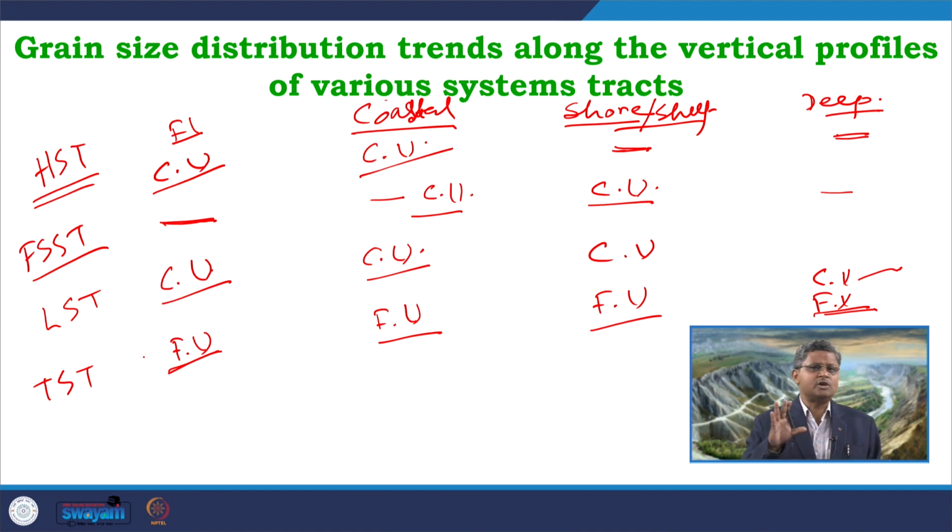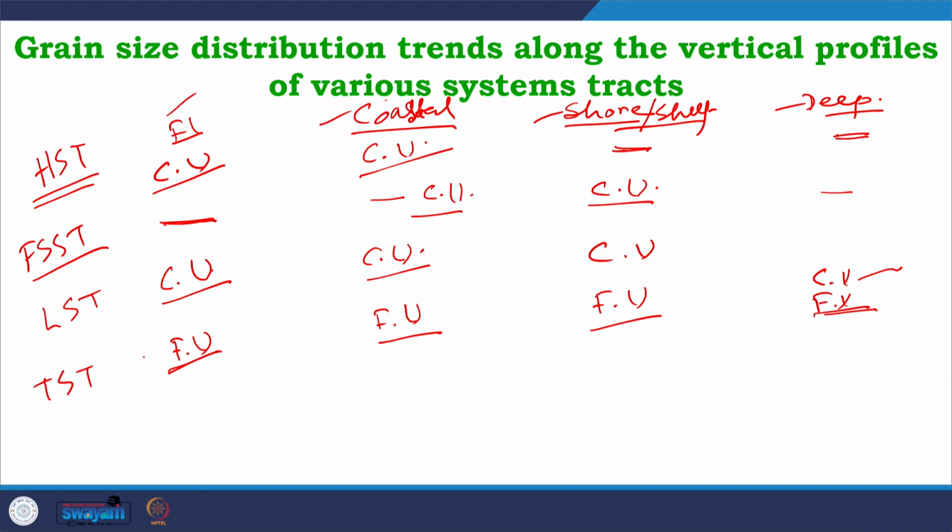So this is just an overview of what kind of sediment package or grain size distribution we can expect in different systems tracts. However, this can vary enormously along these different sub environments in different systems tracts. So what kind of variation we can expect, what kind of variation may occur, that we will discuss in more detail in our successive classes when we discuss the individual systems tracts.